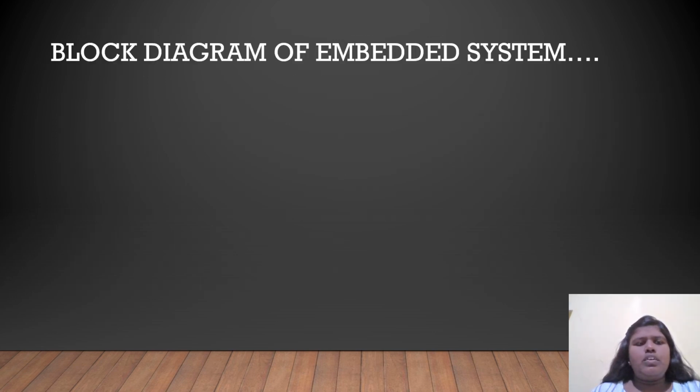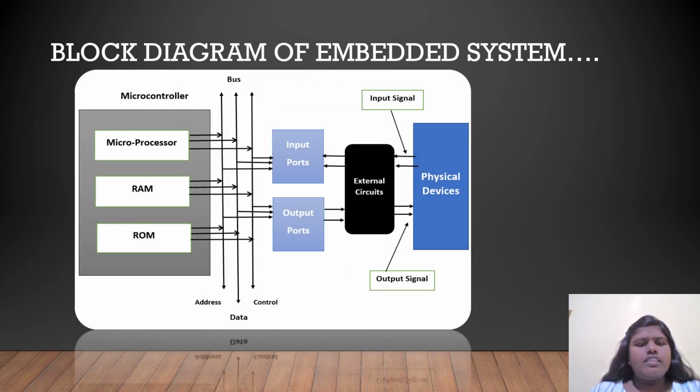Now, moving on to the block diagram of an embedded system. It consists of a microcontroller, microprocessor, RAM and ROM, where RAM is random access memory and ROM is read-only memory. It consists of buses: address, data and control. The microprocessor is connected to input ports, and RAM and ROM are connected to output ports. Input and output ports are connected to external circuits, whereas external circuits are connected to physical devices. In physical devices, we have input signals and output signals.